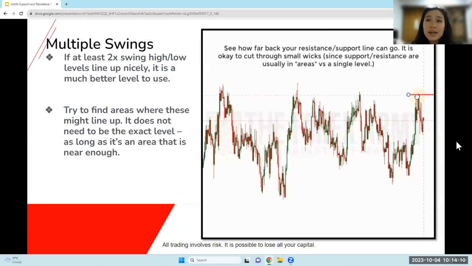You want to see how far back your resistance or support line can go, and it's okay to cut through small wicks since support and resistance levels are usually in areas. Okay, so you can see here we have four swing highs that are about the same level, and we want to avoid cutting too many candlesticks. But if you're just cutting the wicks, like in this example here, that's perfectly fine.